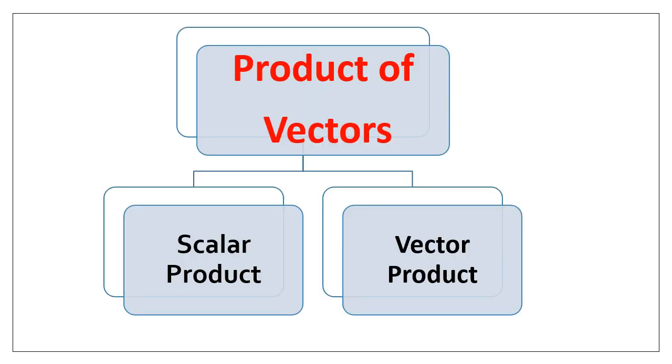Product of vectors is defined in two different ways. One form of product results in a scalar quantity, which gives us scalar product, and the other form gives us vector quantity, which is a vector product.